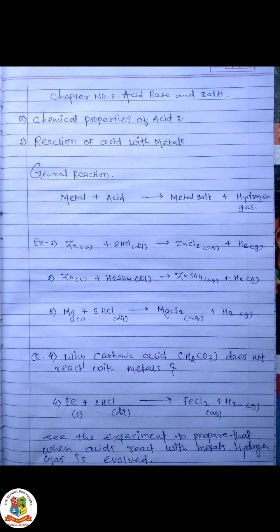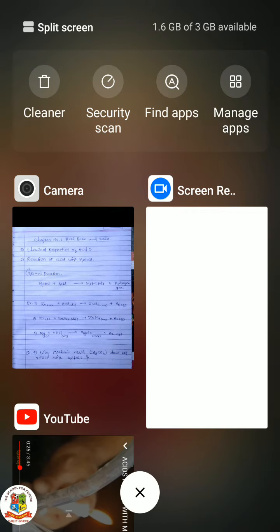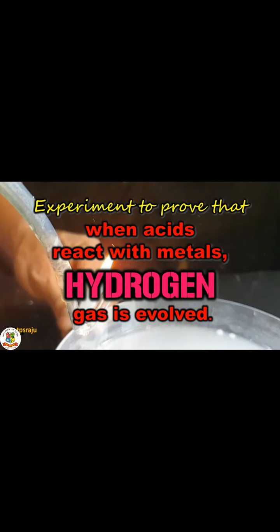Iron reacts with hydrochloric acid and gives ferric chloride and hydrogen gas. In every reaction, hydrogen gas is evolved. Now we will try to know how this hydrogen gas is evolved and how we can identify it. Let's see the experiment. The experiment is to prove that when acids react with metals, hydrogen gas is evolved.